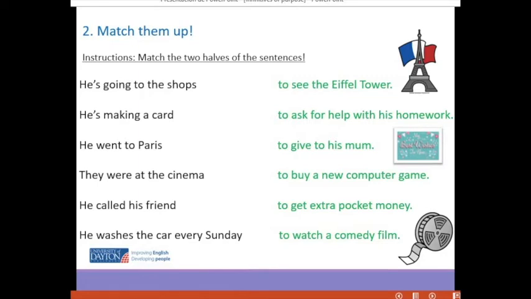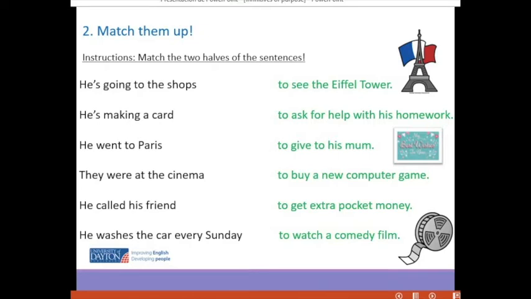The second one, he's making a card. Do you know a card like a postcard when you're on vacation or for some celebration? A happy birthday card. Okay, that is the second option. Next option, he went to Paris. Paris is the capital of France. Okay, do you know something about Paris? The food of Paris.